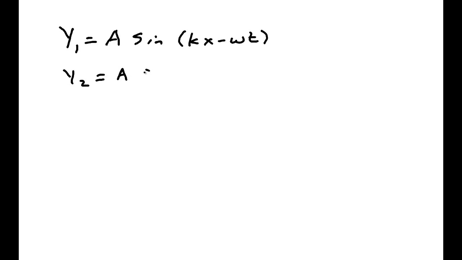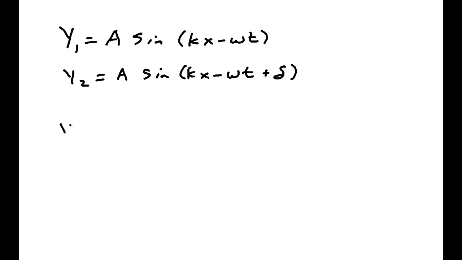Anyway, if you have two waves, let's consider one wave, y1, has some amplitude A sin(kx − ωt), and you have a second wave y2 equal to A sin(kx − ωt + δ), some phase shift. So two identical waves, they have the same wave number, the same frequency, they travel at the same speed, they have the same height, but they're potentially out of phase, depending on what this delta is.